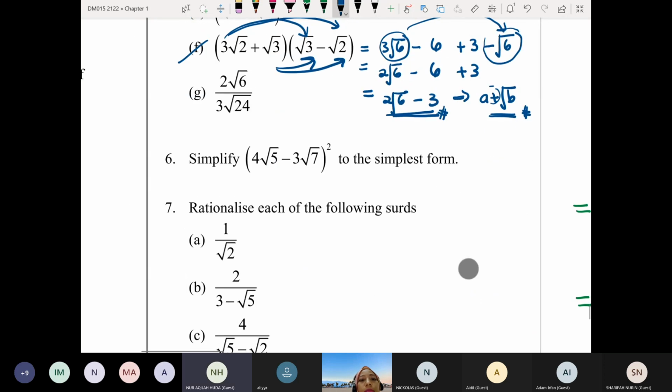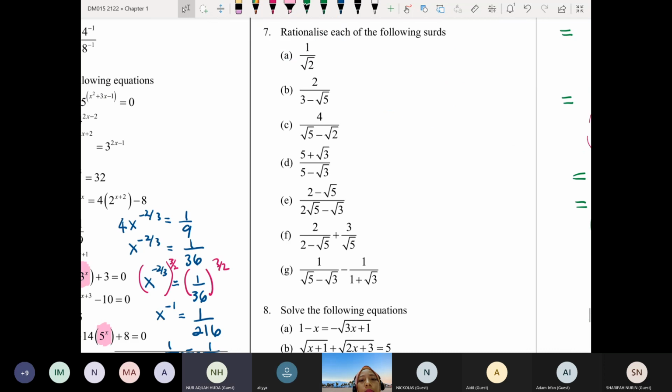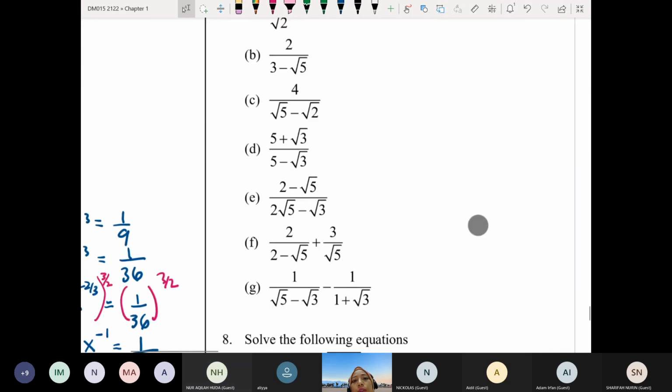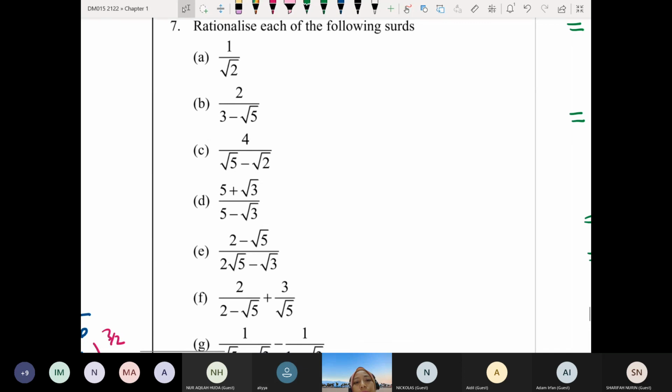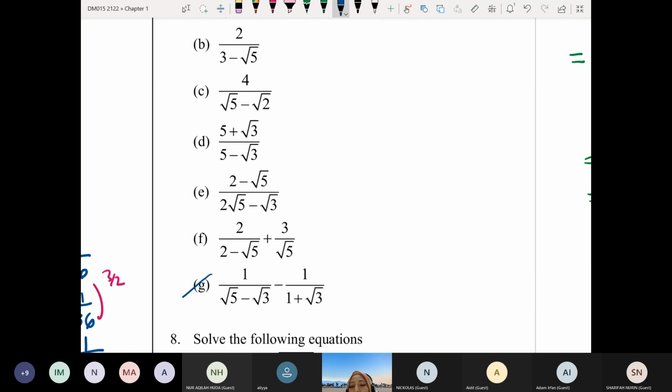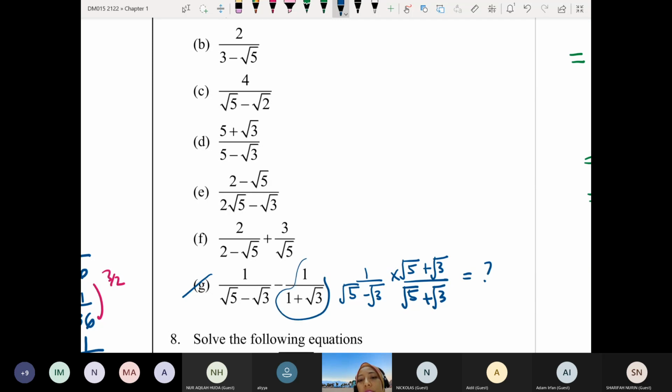12E. 7. Okay, nombor 7 dulu. Jauh sangat 12 tu. Nombor 7 apa? 7G. Okay, 7G ni kena conjugate dulu. Ini conjugate dulu. 1 over 5 minus √3. Conjugate dulu dengan 5 plus √3. Okay, dapat jawapan, barulah tolakkan dengan conjugate yang ini. Memang jalan kerja panjang sikit lah. Okay. Ataupun you boleh juga cross multiply. Lepas tu later on you conjugate pun boleh.